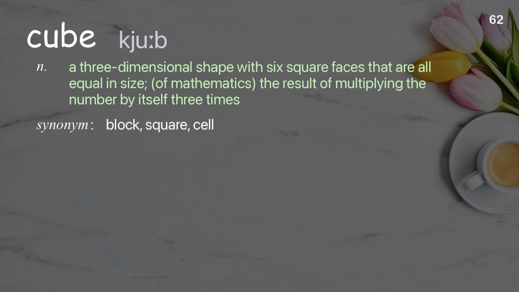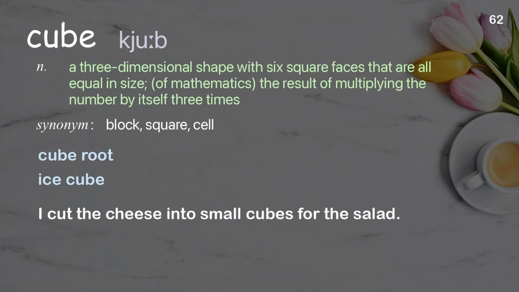Cube. A three-dimensional shape with 6 square faces that are all equal in size; in mathematics, the result of multiplying a number by itself 3 times. Examples: Cube root. Ice cube. I cut the cheese into small cubes for the salad.